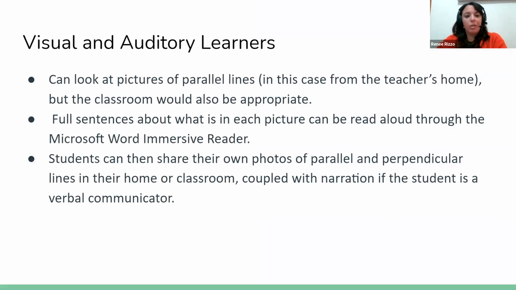For our visual and auditory learners, you can look at pictures of parallel lines, in this case from the teacher's home, which I will show you, but the classroom would also be appropriate. Full sentences about what is in each picture can be read aloud through the Microsoft Word Immersive Reader. Students can then share their own photos of parallel and perpendicular lines in their home or classroom, coupled with narration if the student is a verbal communicator.